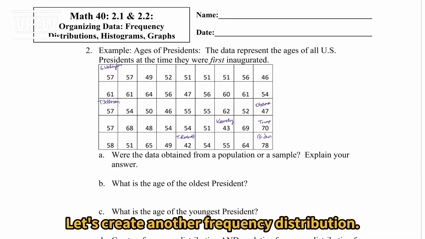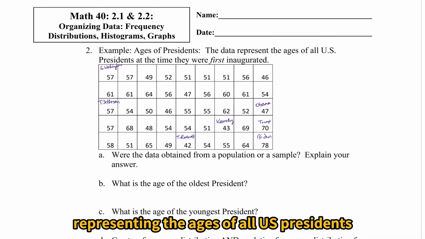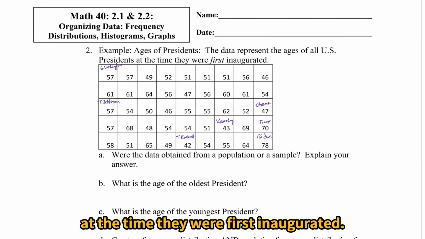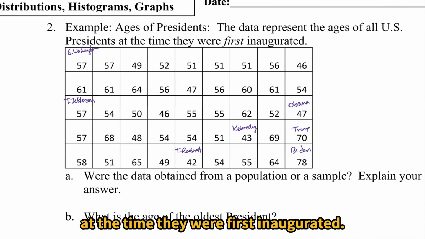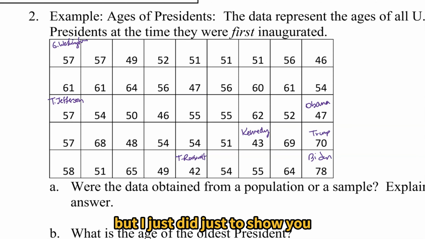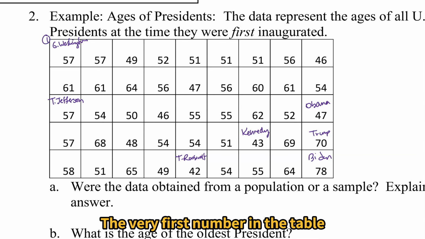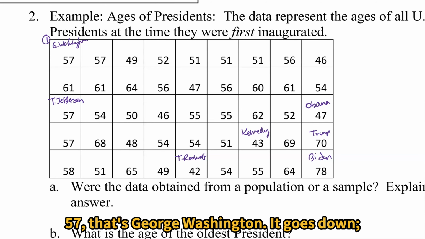Let's create another frequency distribution. Here we have a table representing the ages of all U.S. presidents at the time they were first inaugurated. You don't have this written in your table, but I just did, to show you what number represents what president. The very first number in the table, 57, that's George Washington.